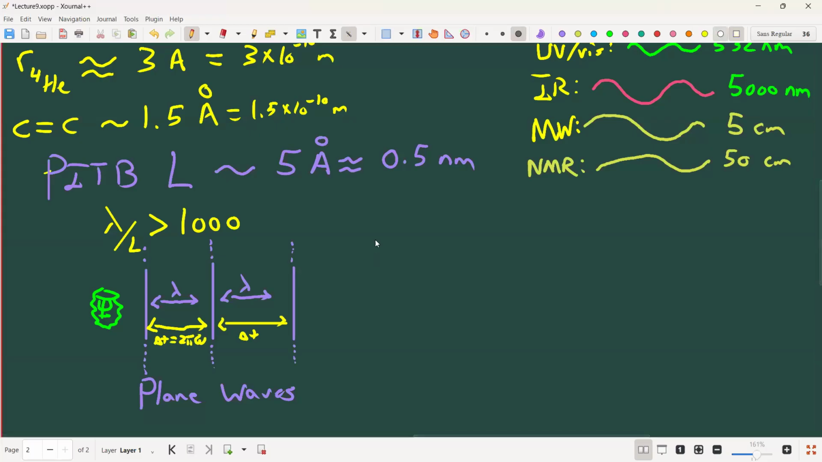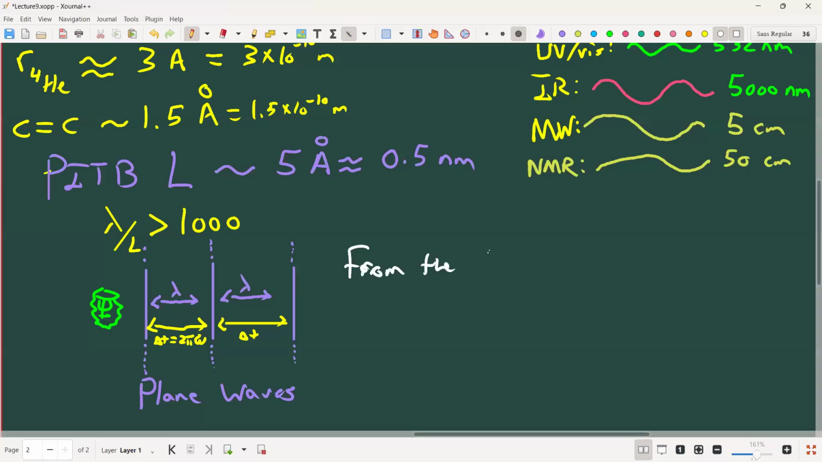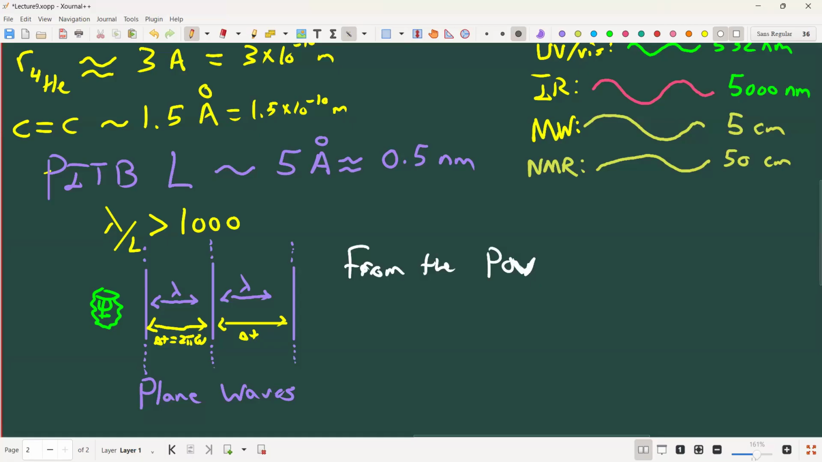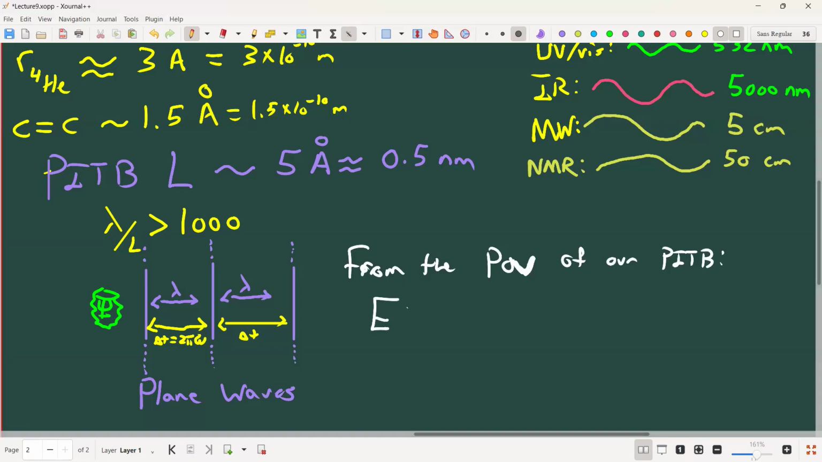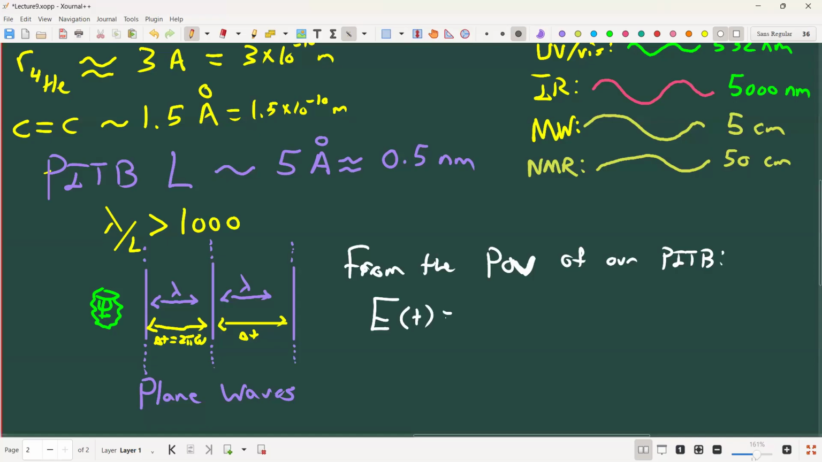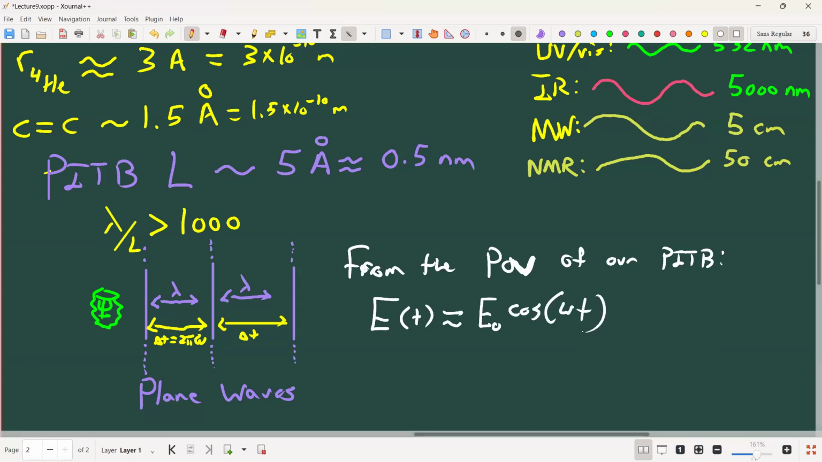So from the point of view of our box, from only the POV of our particle in the box, the electric field doesn't really have any spatial variation. It just looks like time. It's some initial amplitude E naught cosine omega t. You don't have to worry about the spatial. Doesn't matter. So we can get rid of the x. We just have to worry about the time.